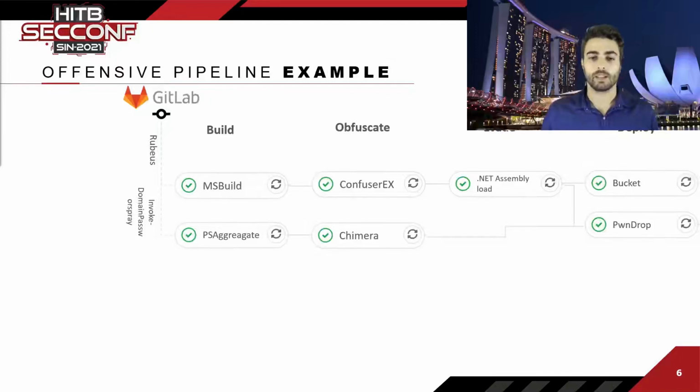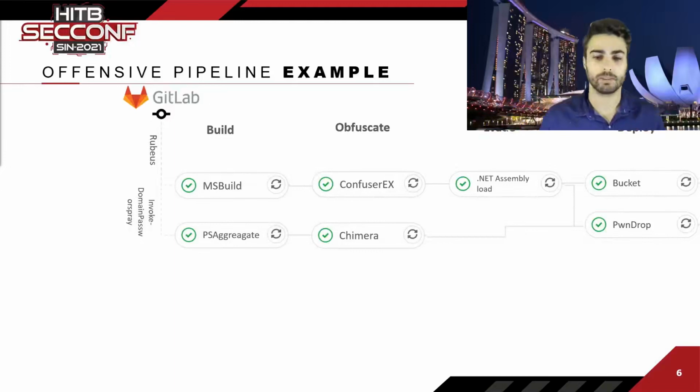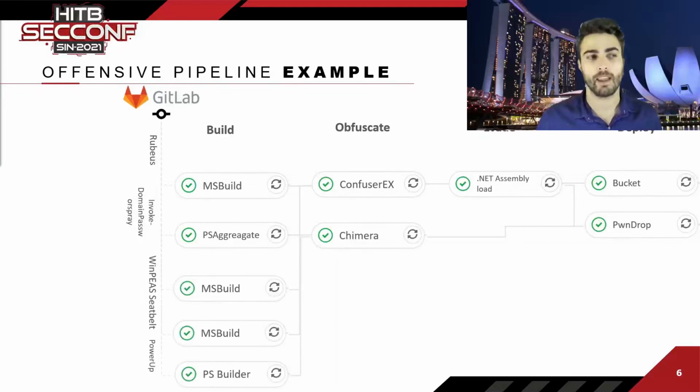Chimera is an obfuscation script designed to bypass AMSI and antivirus solutions when you try to execute PowerShell scripts. The obfuscated script then goes directly to the last job in the pipeline and gets deployed to the Pandrop hosting server. In the same way, we may add additional sources of different tools and define their pipelines and recipes with jobs that we already developed.